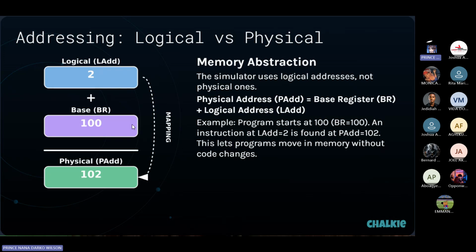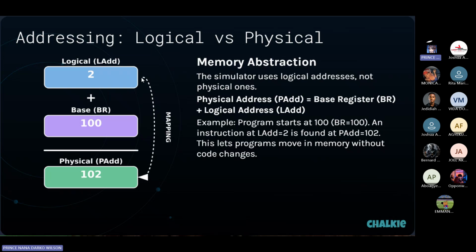Remember that the program counter always tells us the next instruction to be executed, and the base register tells us where to start. So this means that the base register is the starting point, 100. The program counter sees or reads a line, maybe line 1.